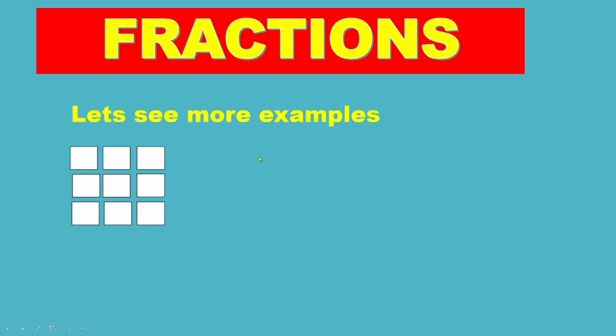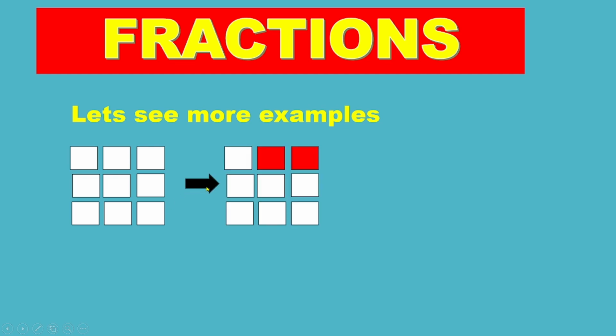Let's see some more examples. Here there are 9 boxes. 1, 2, 3, 4, 5, 6, 7, 8, 9. If out of these 9 boxes we color 2 boxes in red color, these 2 boxes we will represent in fractions as 2/9. Okay? So I hope now you have understood what a fraction is.